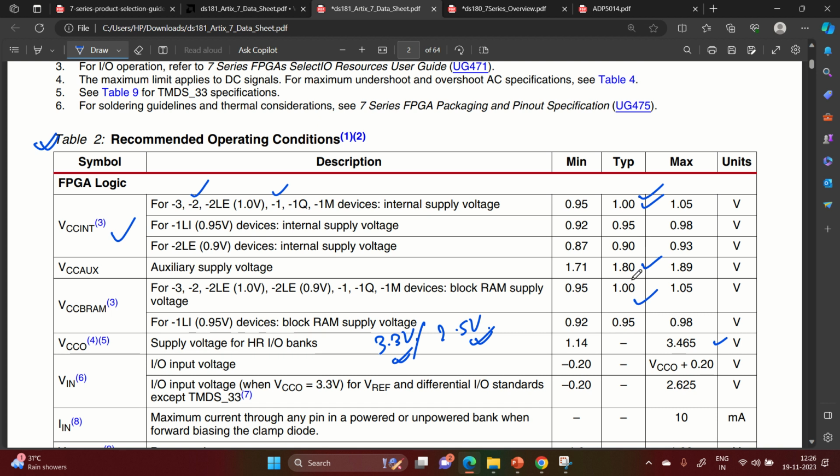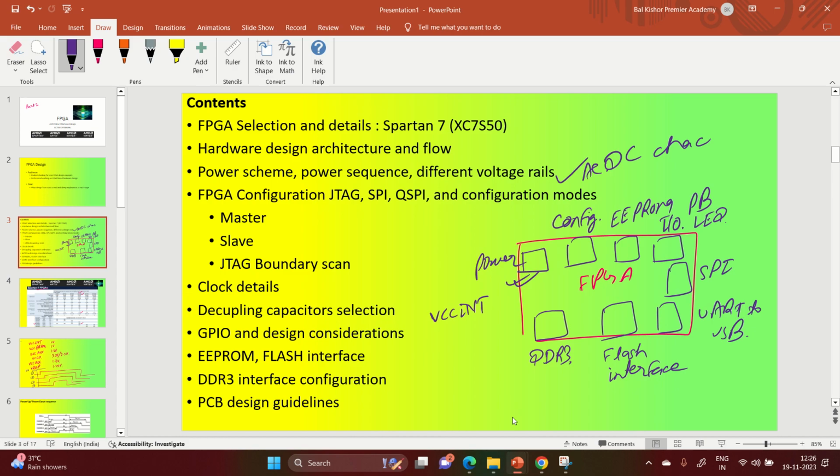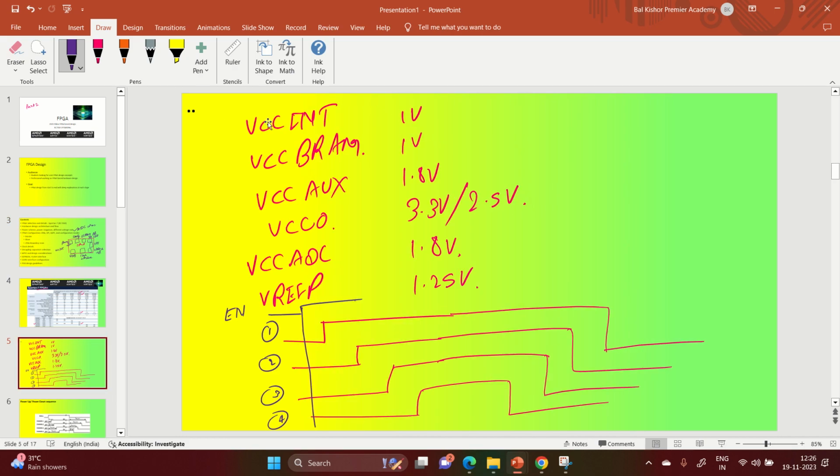So these are the things that we need. What is the thing that we need? We need VCC INT 1 volt, VRAM, VCC auxiliary, VCCO, and ADC and V reference. So these are the voltages that I will be generating, or I will be trying to generate.